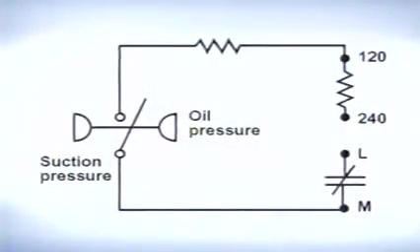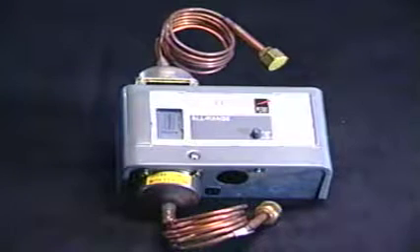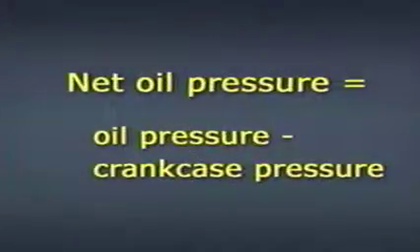Oil safety switches operate in a similar manner to the low pressure switch. If the oil pressure in a system falls below the acceptable level, the device will open, de-energizing the system. In order to read the oil pressure in the system accurately, the switch is connected to both the oil pressure port on the compressor and the compressor crankcase. The oil pressure of the system is the difference between the two pressures.